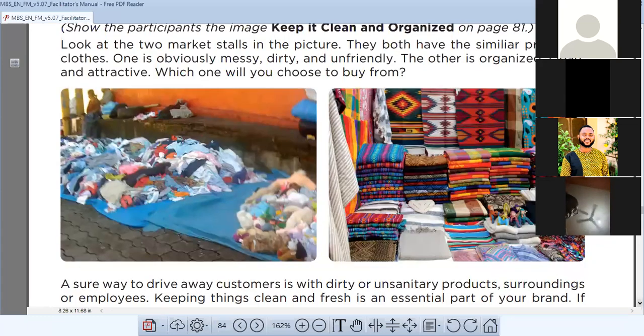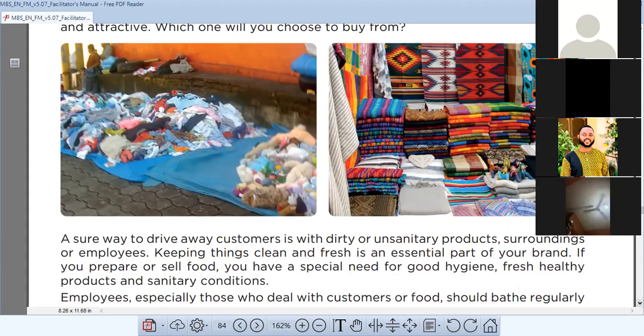So it says here, look at the two market stores in this picture. They both have similar prices for clothes. One is obviously messy, dirty, and unfriendly. The other one is organized, clean, and attractive. So, Melo, which one would you buy from here? If you had to buy something, which one? I think the one on the right.